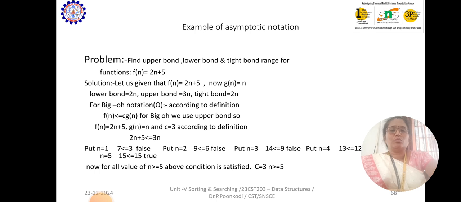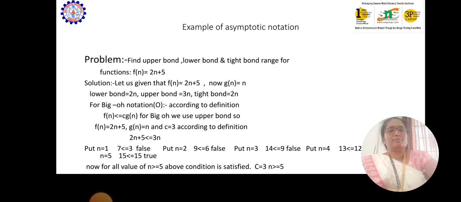Put n equal to 1. 7 is less than or equal to 3? No, false. Put n equal to 2. False. n equal to 3. Again false. n equal to 4. Also false. n equal to 5. The condition becomes true. Now, for all values of n greater than or equal to 5, the above condition is satisfied.